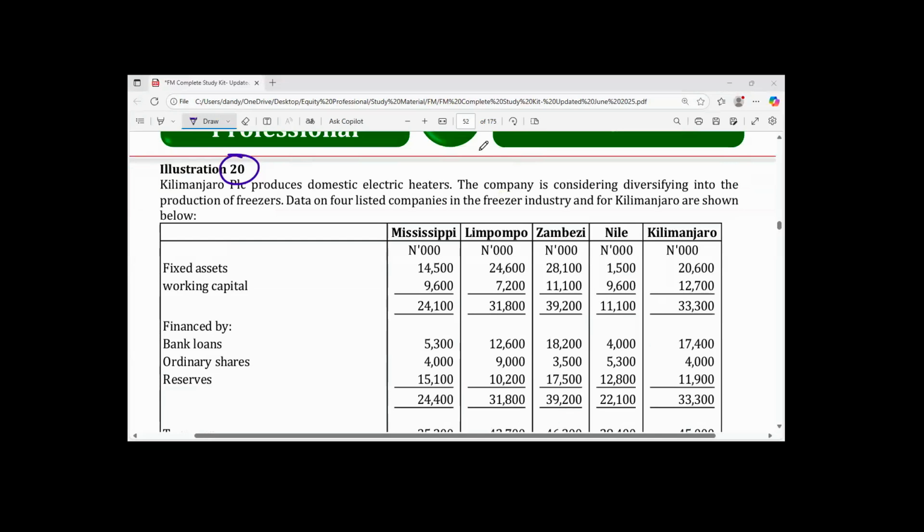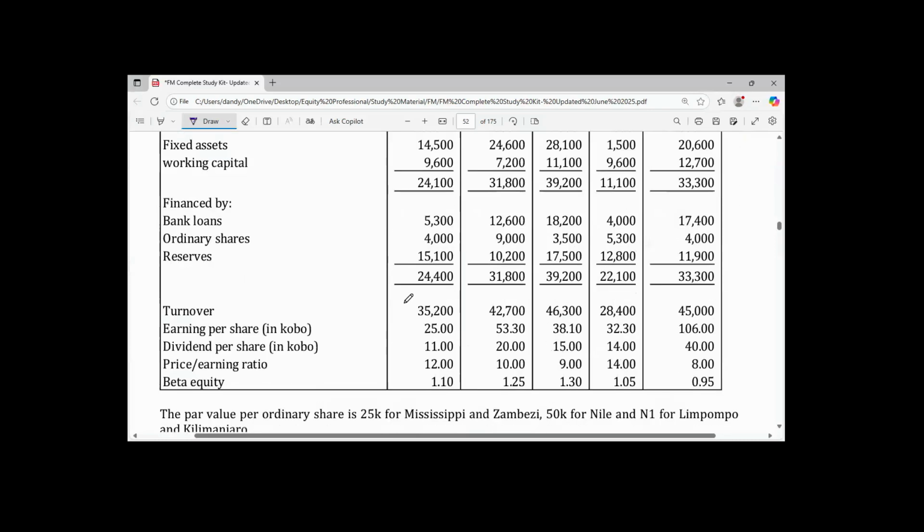Okay, good evening, sir. So illustration 20. Kilimanjaro PLC produced domestic electric heaters. The company is considering diversifying into the production of freezers. Data on 4 listed companies in the freezer industry and for Kilimanjaro are shown below. We have fixed assets for Mississippi.